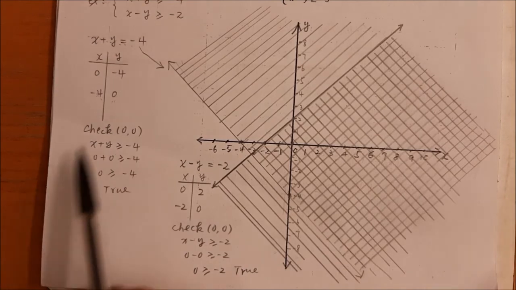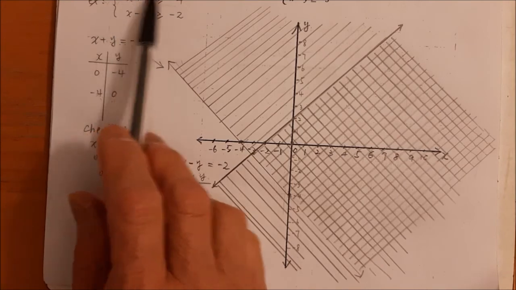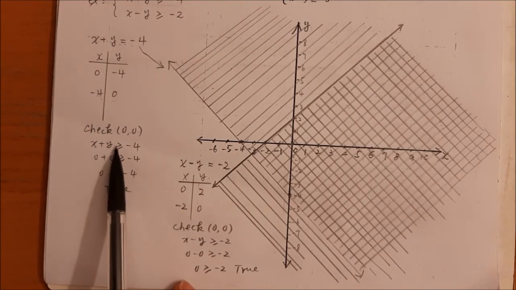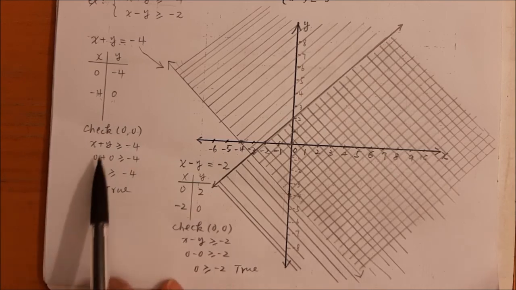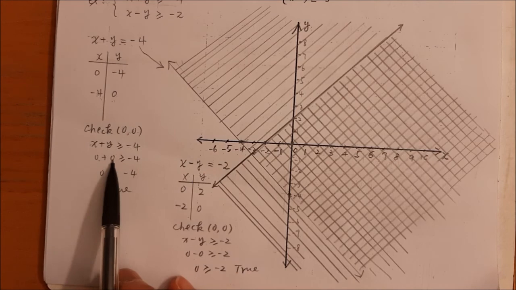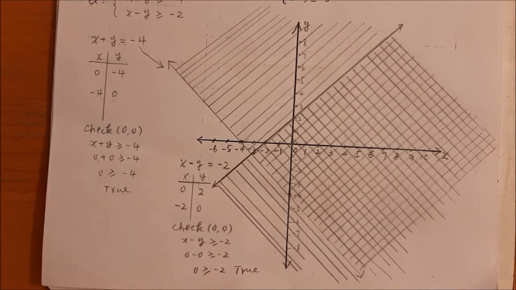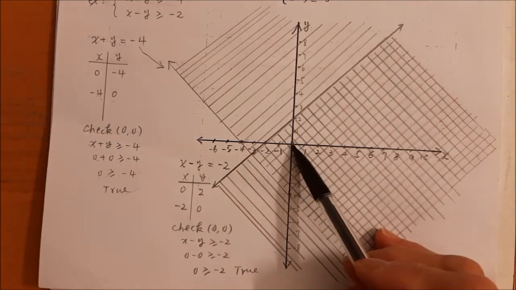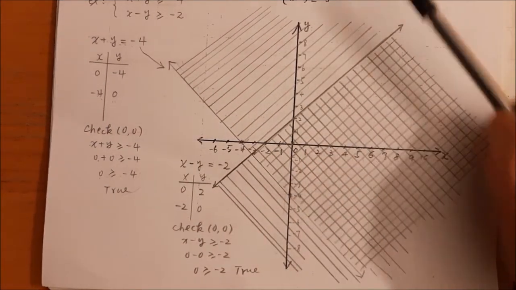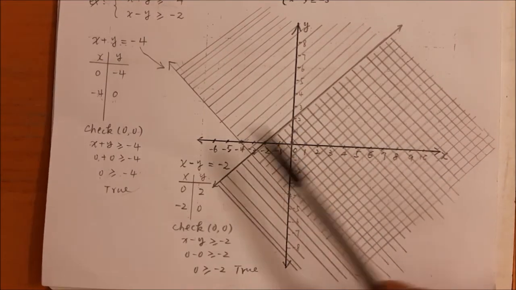So we check (0, 0), plug it into the first inequality, x plus y greater than or equal to -4. Use 0 for x, put 0 in y. 0 plus 0 is 0, which is greater than or equal to -4. That is true. So this half plane has the origin, which makes the inequality true.